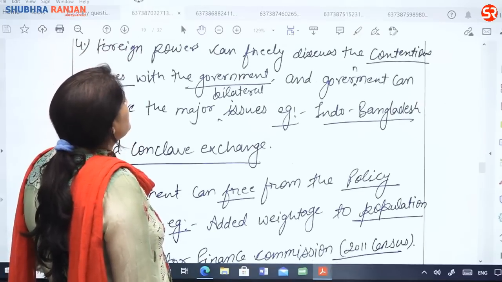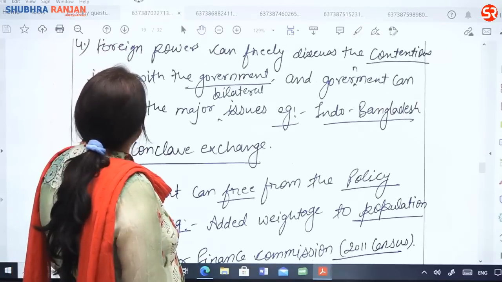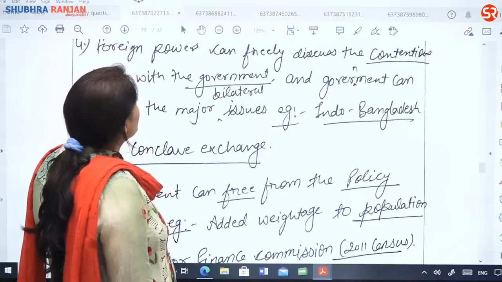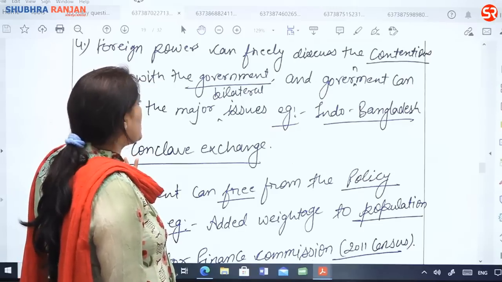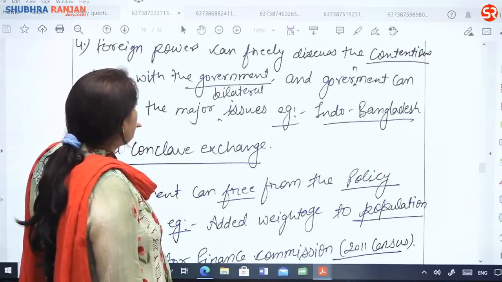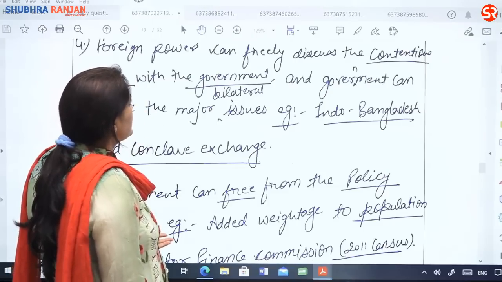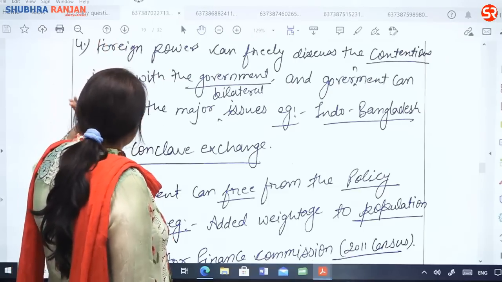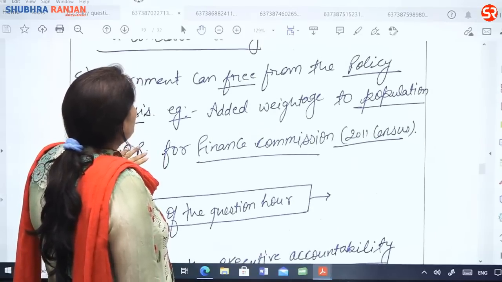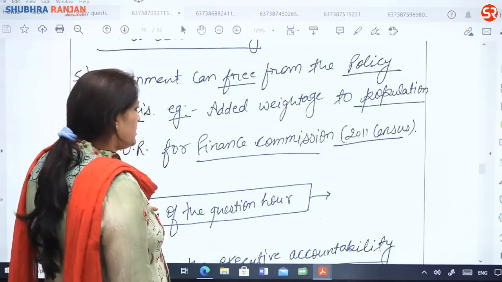Foreign powers can freely discuss the contentious issues with the government. What is the use of this? Foreign powers can discuss with foreign countries. Government can discuss the issue. I think this statement is carelessly framed. Government can free from policy paralysis.